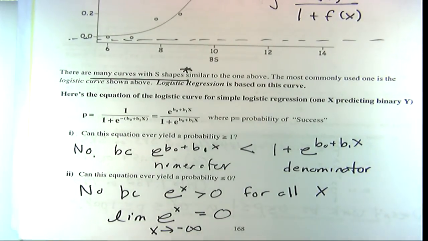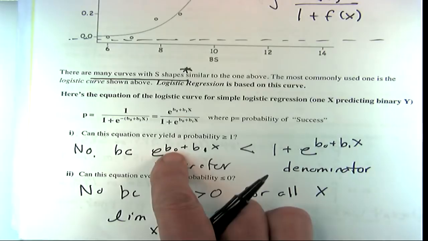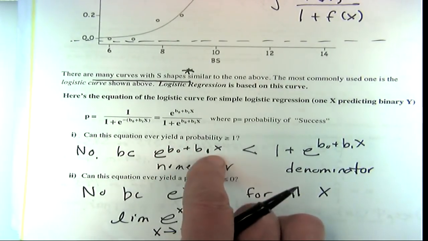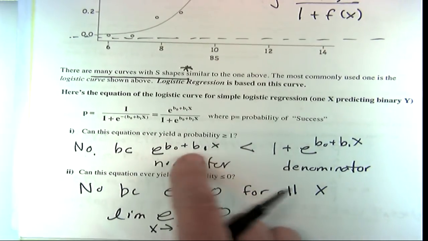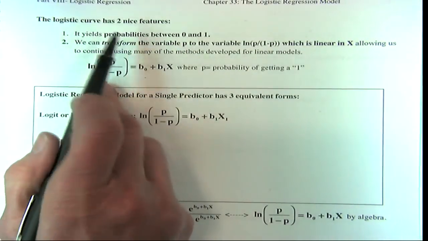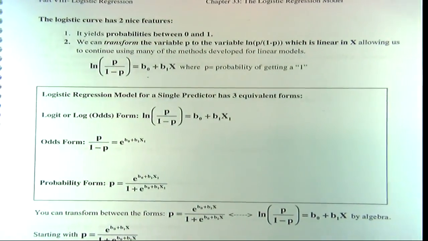But it has a nice feature too. It has a really nice feature that this exponent up here is linear, and we like linear equations, right? And so if we take the log odds form, it will be linear here. Let me show you. So this curve has two nice features, and this is the reason why we use it.